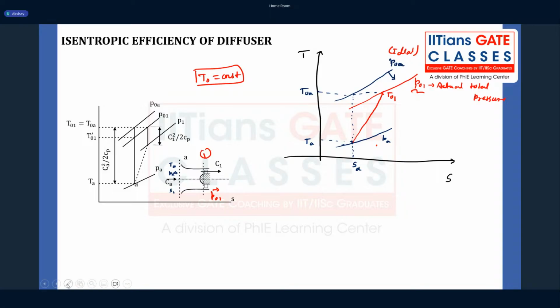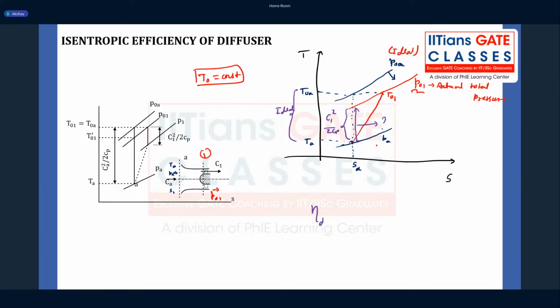So now the question is, what if my diffuser is raising the pressure from PA to P naught A, that means it decelerated the flow? So this much, let me call it C1 square divided by 2CP, is the difference. Now it raised to this point only through an isentropic process. What if? Ideally, I would have raised from this point to this point. This was ideal, and this was actual. That ratio is what we call the efficiency.